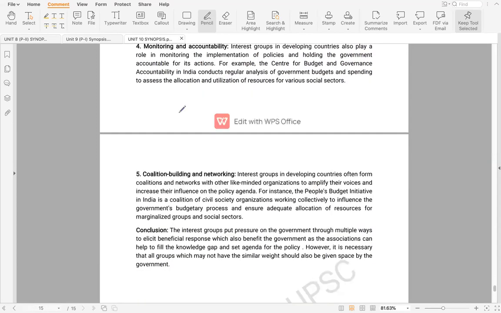Monitoring and accountability, again, social audit mechanisms. Give out various examples of how accountability is being ensured because of the social audit. Coalition building and networking, again, so for example, the People's Budget Initiative in India is a coalition of civil society organizations which influence the government's budgetary process, right?